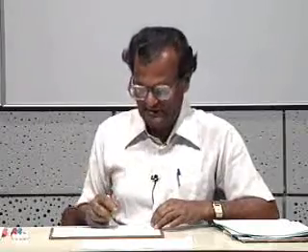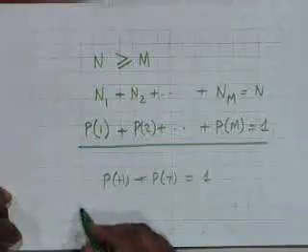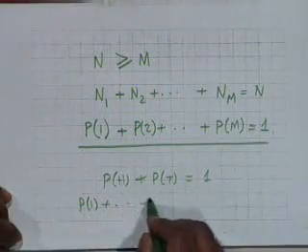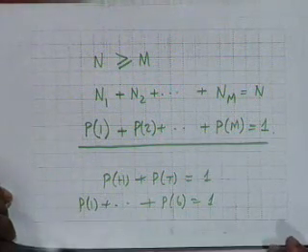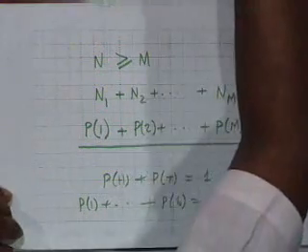For example, in a head or a tail, you can see that PH plus PT is equal to 1. Similarly, in the die rolling, P1 plus etc. plus P6 is equal to 1. Let's consider more complicated events. These are simple events, only one simple outcome.